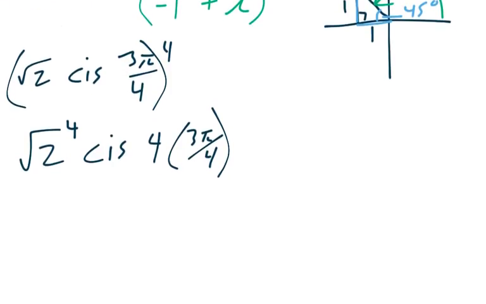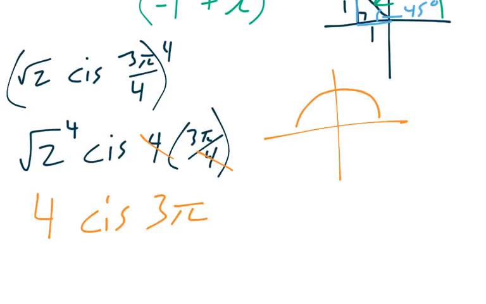So, square root of 2 raised to the fourth power. That means square root of 2 times square root of 2, which is 2, times square root of 2 times square root of 2, which is another 2. So all of that comes out to 4. Cis, and we're going to go ahead and multiply this. It will cancel out, and we're left with 3 pi. Now, hopefully you recognize 3 pi. That would be pi, 2 pi, 3 pi. Remember, anytime a number is greater than 2 pi, you can just subtract 2 pi from it until it gets to a number that is below 2 pi. So we're left with 4 cis pi as our answer.